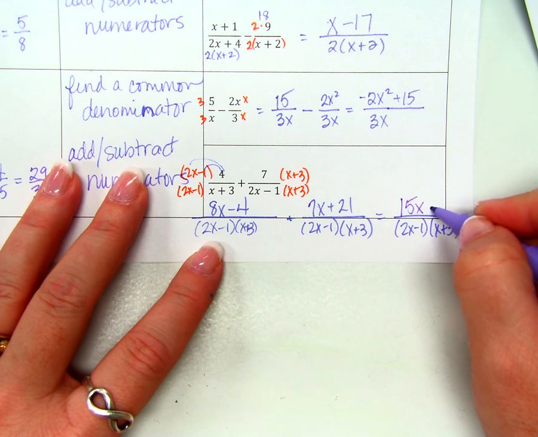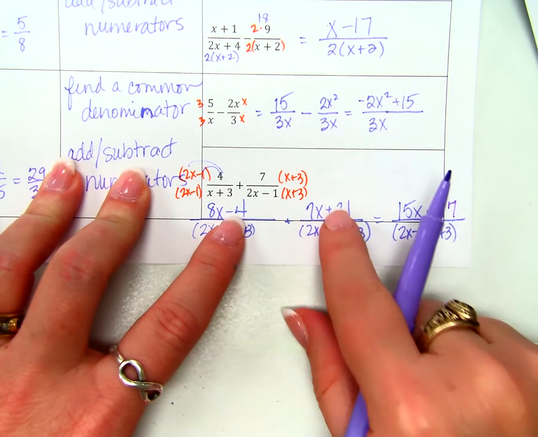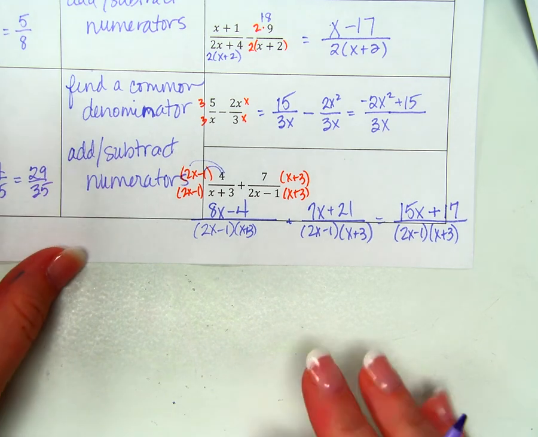$15x. I heard it, just not loud enough. Minus? Minus or plus? Oh, plus. 17? Because you've got negative 4 and positive 21, so that's positive 17, right? Any questions so far?